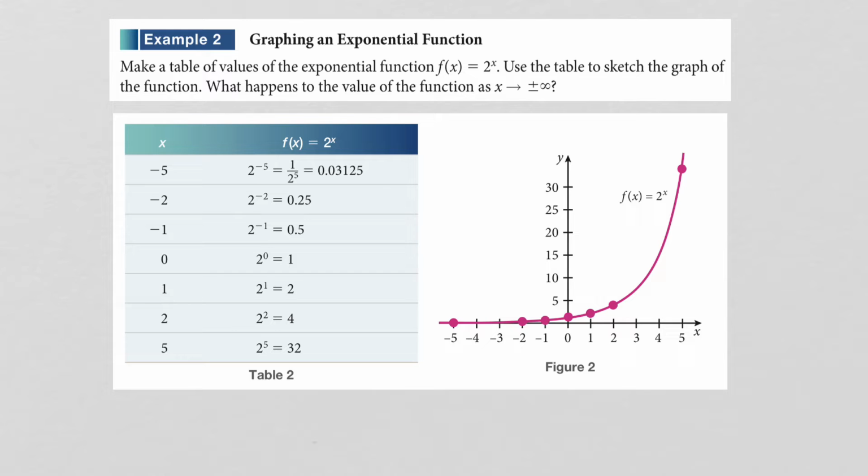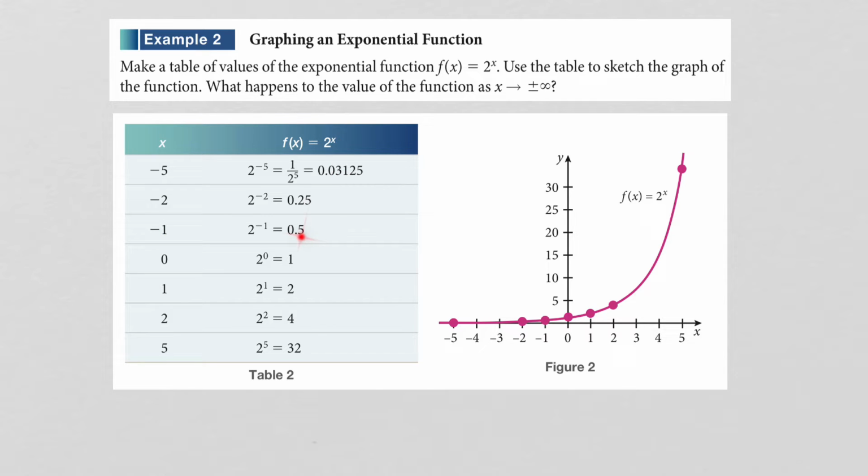If you plug in some various values for x into this function, you can see the approximations for those values here. So for example, 2 to the negative 5 is the same as 1 divided by 2 to the 5th power. And if you do this on a calculator, you get approximately 0.03. This is a very small number, right? It's very close to 0. If you plug in negative 2, you end up getting 0.25, a little bit larger than the last number.